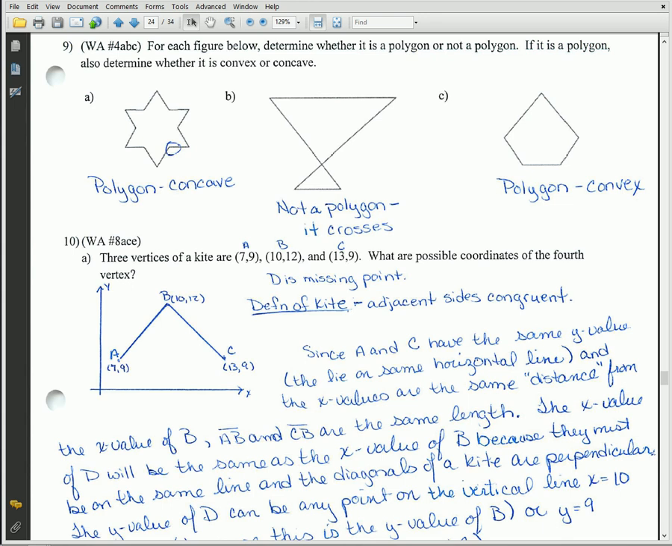Then you have to determine whether it's a concave polygon or a convex one. The star in part A is concave because those points going in are considered to be caving in, and in part C it's convex.